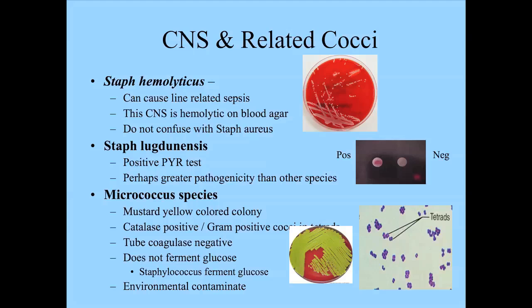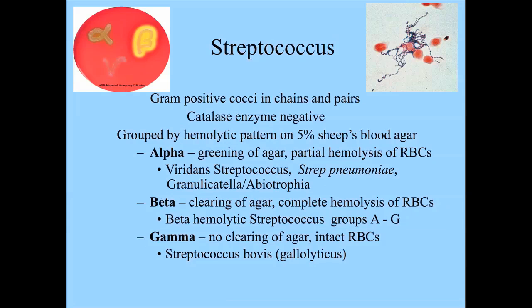Let's move on to the next slide, and we're going to start talking about the Streptococcus. The Streptococcus are gram-positive cocci in chains and pairs. If you observe the gram stain, you can see they are very, very elegant-looking chains of gram-positive organisms. On the left-hand side, you can also observe the hemolytic reactions on the blood agar plate. These organisms are all catalase enzyme negative, and that helps us differentiate them from the staph, because remember, the staph are all catalase enzyme positive.